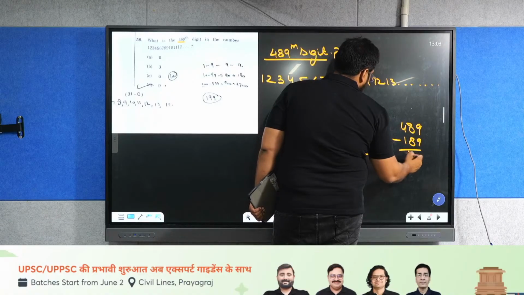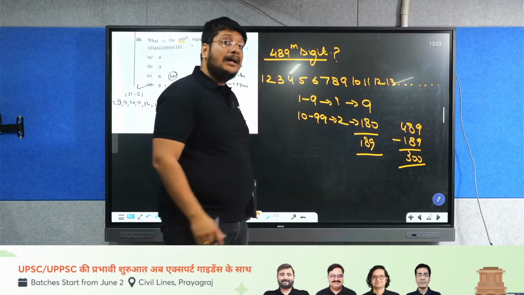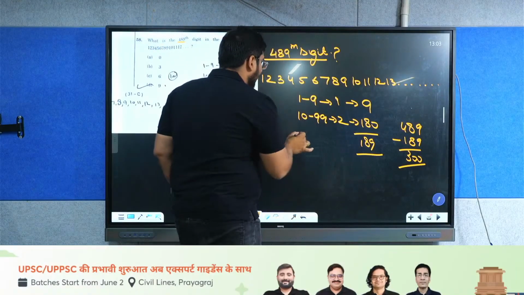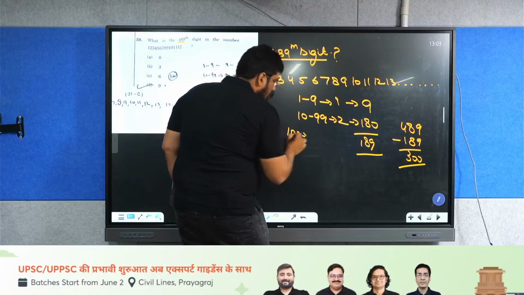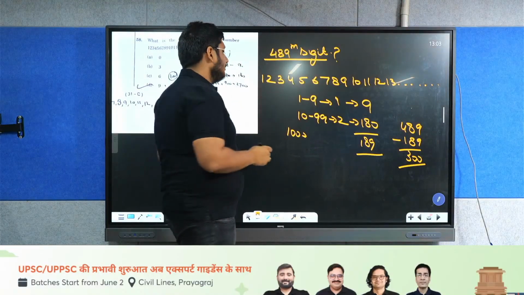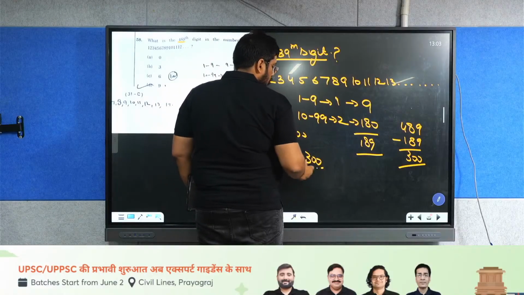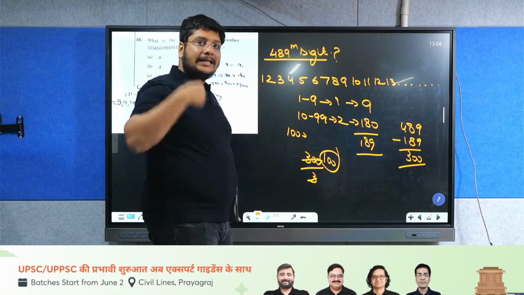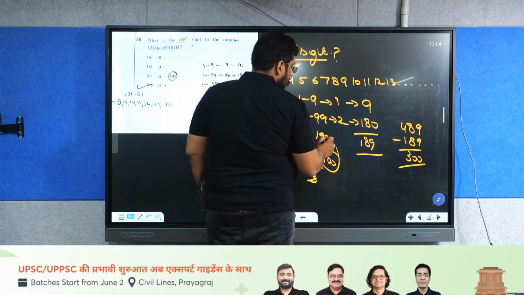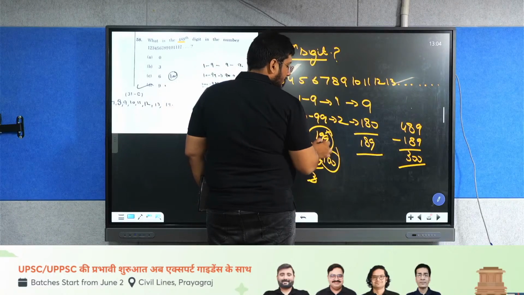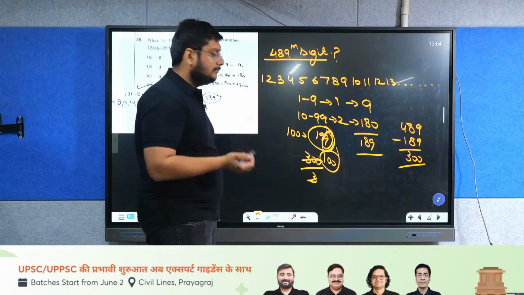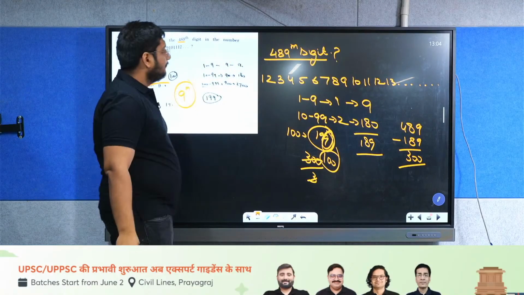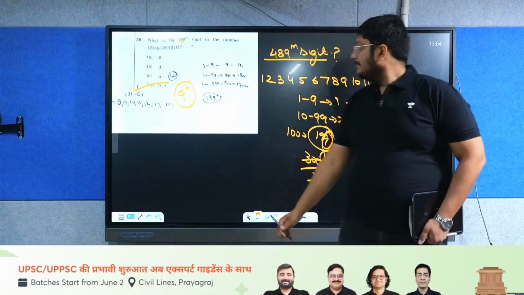Minus 189, 300. That means 300 is the number of digits which are left. But after 99, from 100 onwards, all the numbers are 3-digit numbers. That means 300 digits are used, all numbers are 3-digit. That means I have used 100 more numbers. So 99 plus 100 will give me 199, number 199. And this 9 would be the 489th digit. Correct answer, option D, 9. Correct? Next.